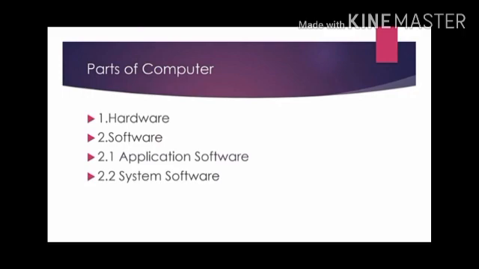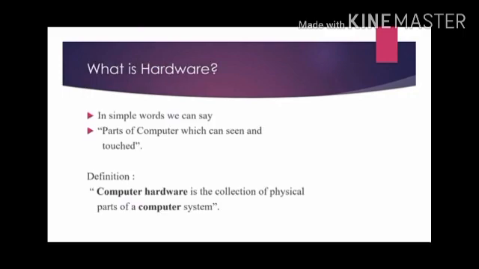Now a computer has various parts, and mainly we can divide the parts of a computer into two categories. One is hardware and the second one is software. And we can divide software into two categories: one is application software and the other one is system software. In the upcoming slides we will discuss hardware and software.